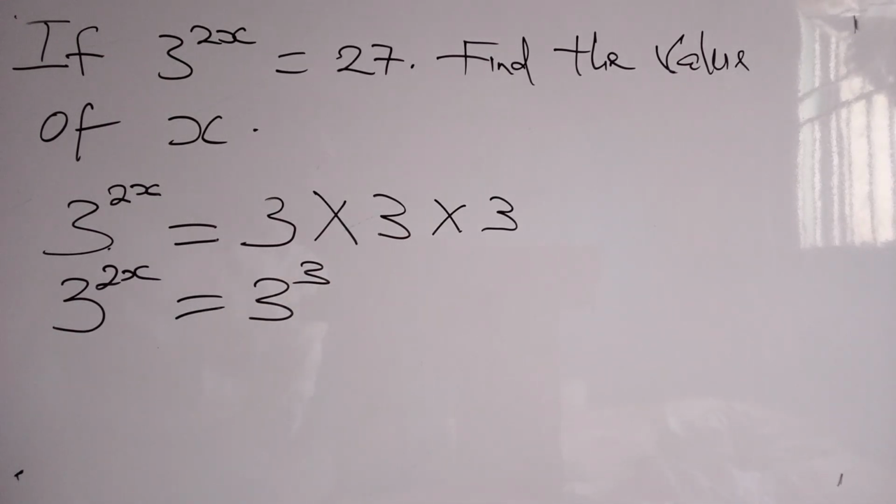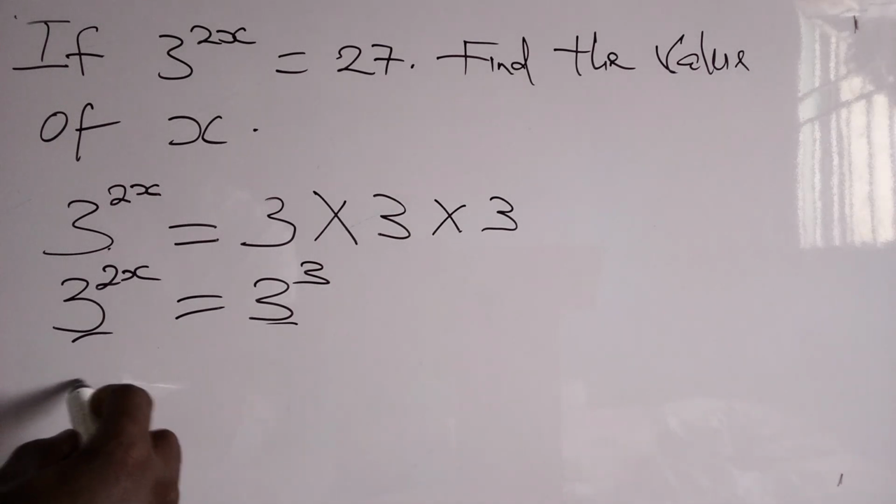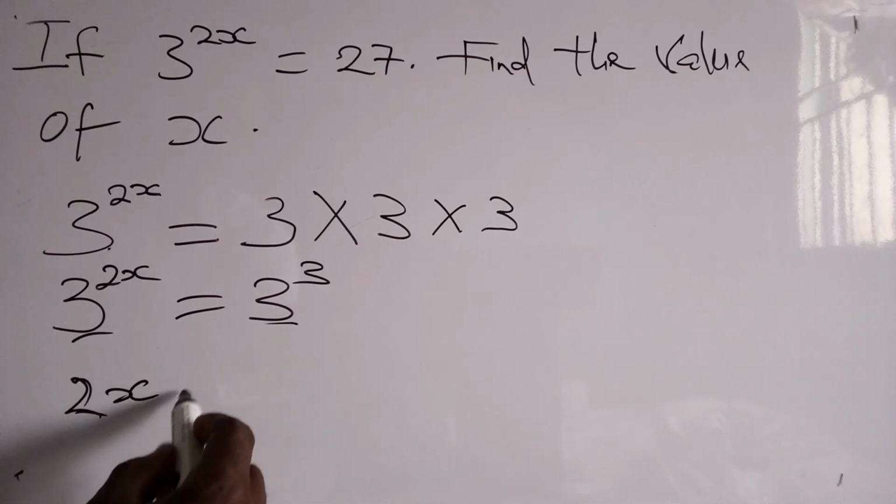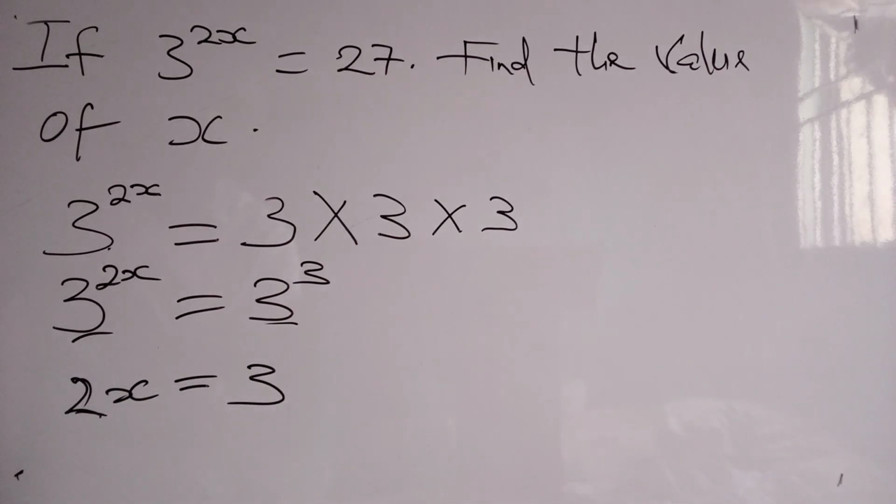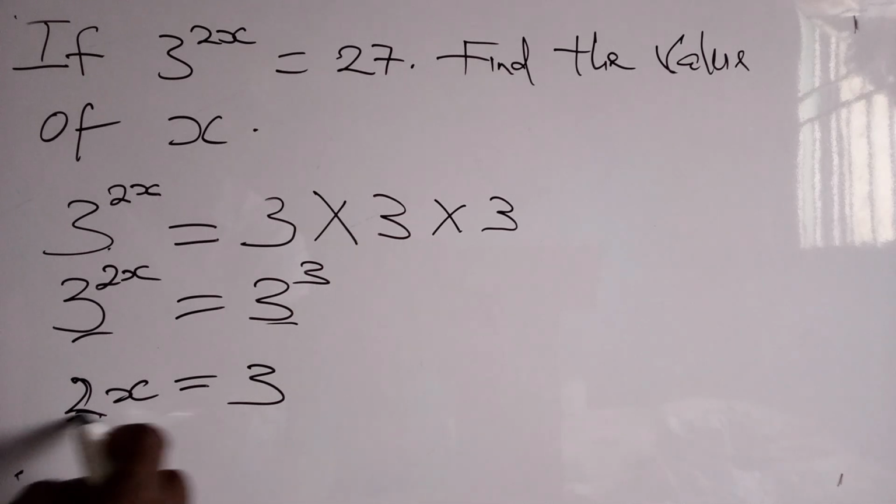Since the base is equal, we'll proceed by equating the power. Once we have equal base, we'll equate the power. So we now have 2x equals 3. And we have 2 disturbing our x here, and we are looking for x, not 2x. So to get the value of our x, we have to divide both sides by 2.